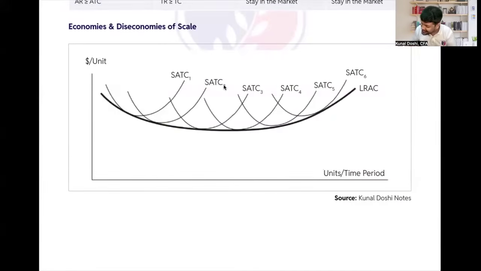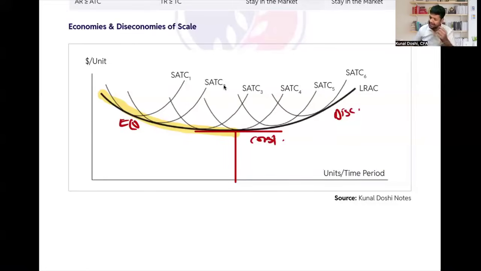See this, it's going down, meaning cost per unit is going down. This is the point where we say minimum efficient scale. This portion is called economies of scale, where the slope is negative because it's going down. This is diseconomies of scale, and this is where it is constant.